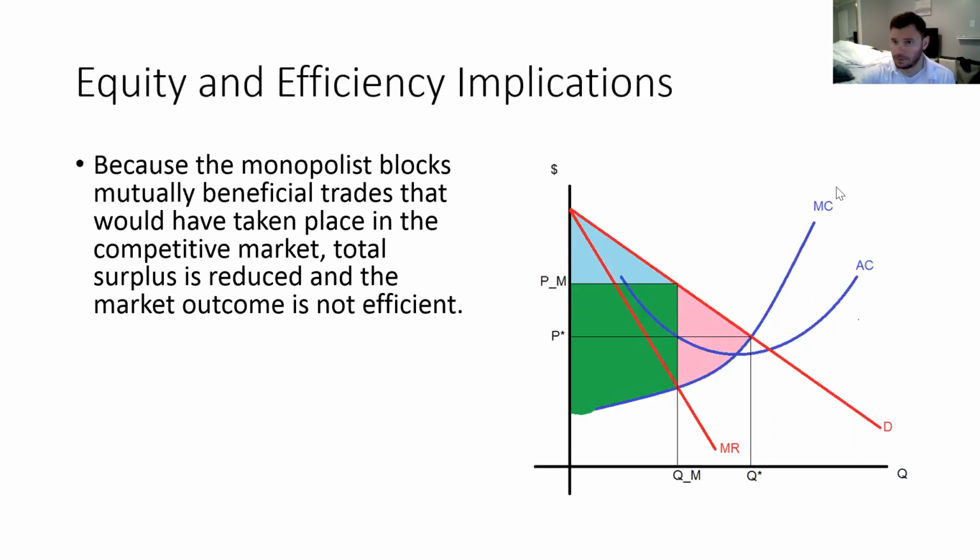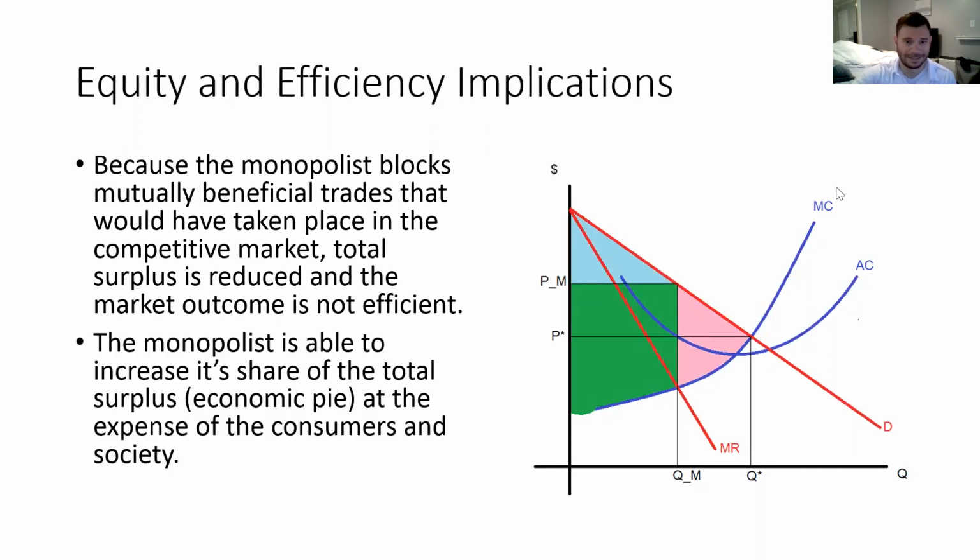Why would the monopolist do that? Well, the monopolist, again, doesn't care about the total size of the economic pie. The monopolist cares about his cut of it. And the monopolist is absolutely able to increase his share of the economic pie. And this comes really at the expense of consumers and at the expense of the entire pie itself.